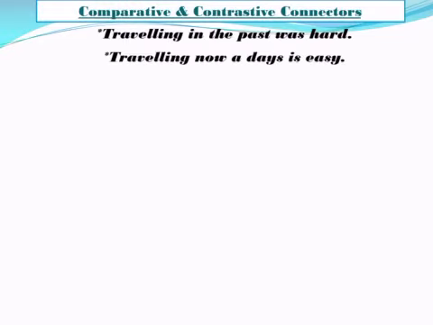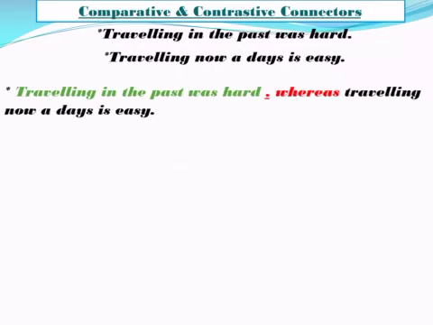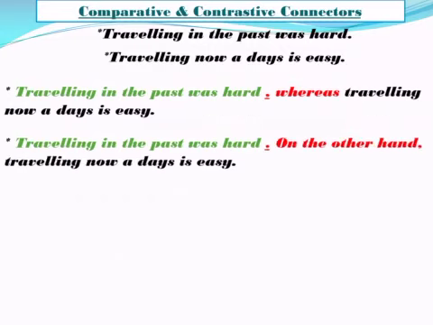I have two sentences for you. Let's try to join them together. Traveling in the past was hard. Traveling nowadays is easy. I want to join these two sentences together and I have too many connectors. Traveling in the past was hard, whereas traveling nowadays is easy.